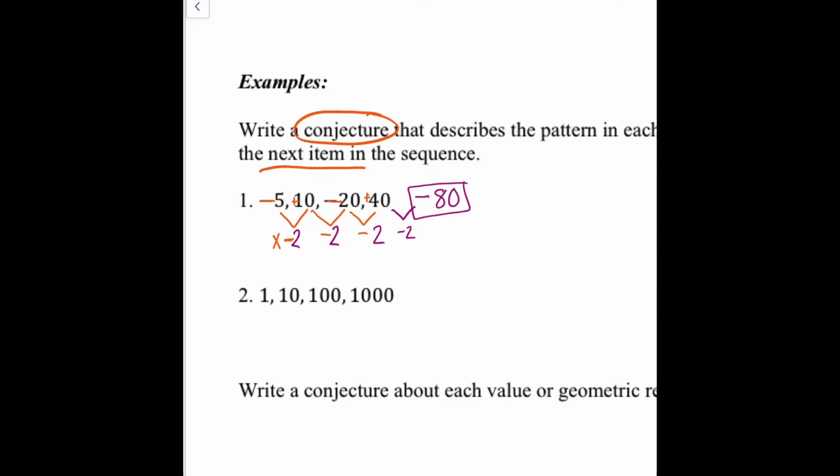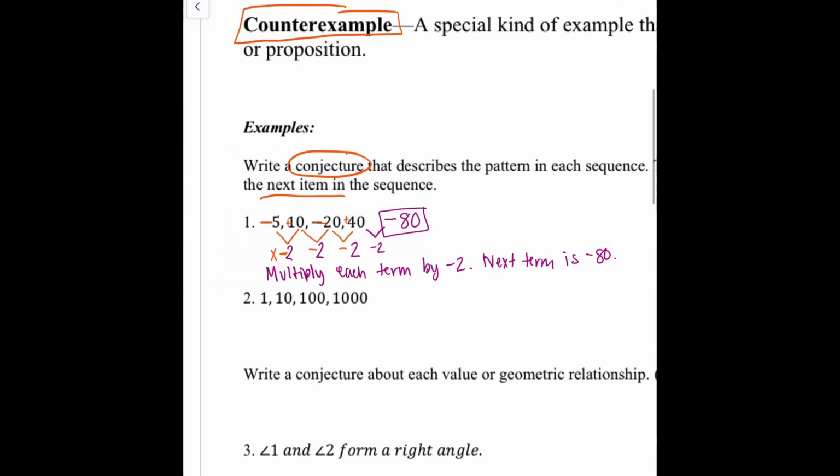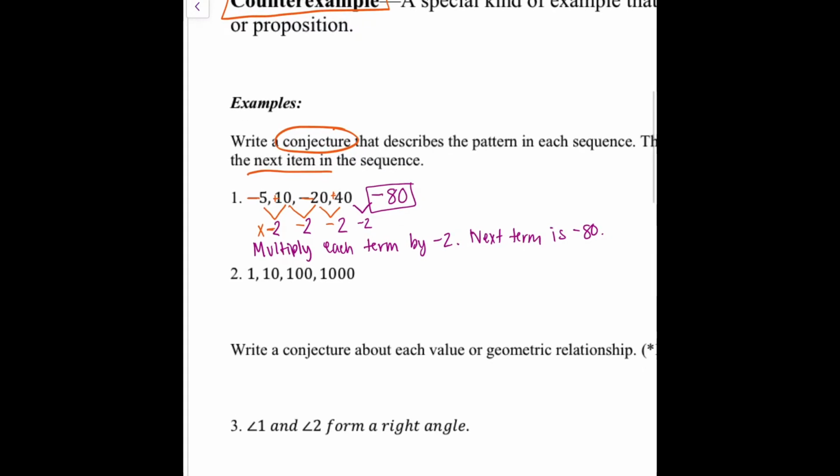So my conjecture is going to be exactly that. We're going to say that we multiply each term by -2. The next term is -80. Okay, so we're just putting the math that we did into a sentence, essentially, is what's happening.